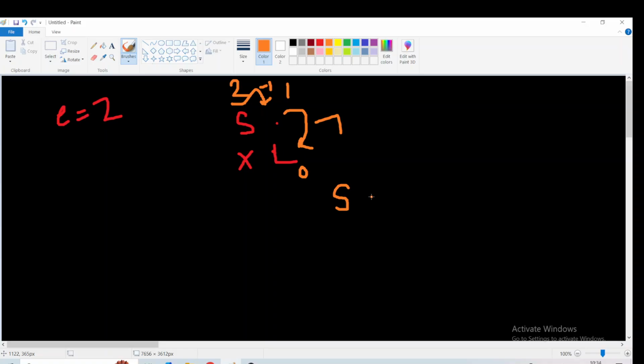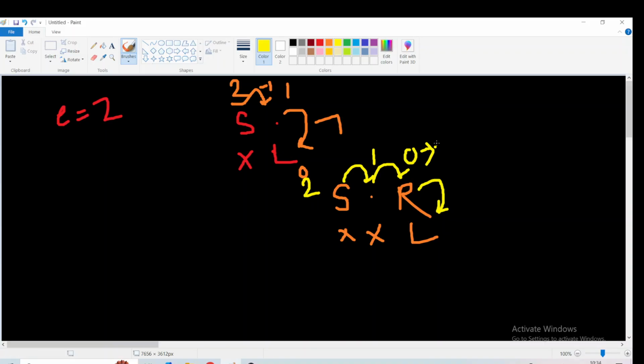Let's say this grid is S, dot, R, X, X, L, and we have the same energy value, 2. Whenever we jump here, the energy becomes 1. Now whenever we jump again, the energy becomes 0. Here we have to reset the energy, because we can't jump from a cell with 0 energy to any other cell. So the energy will be reset to 2. And whenever we jump from R to L, the energy decrements by 1, so the new energy is 1.